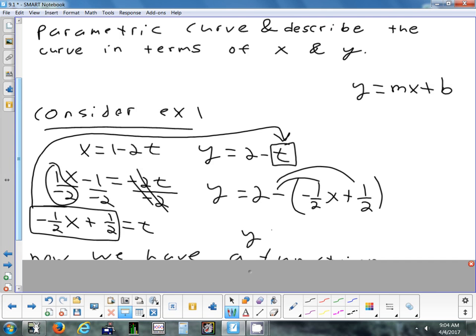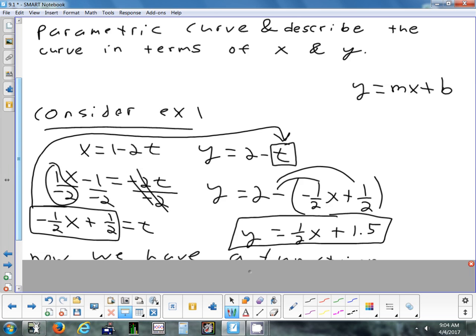Okay, so you get y equals 2. Let's do 2 minus a half first. What's 2 minus a half? So 1.5. And then I still have the minus a half x. That's positive. Positive half of x. So there is the equation of what we just drew parametrically.